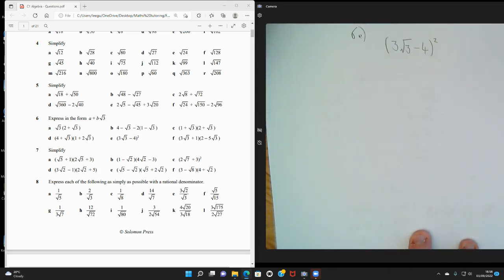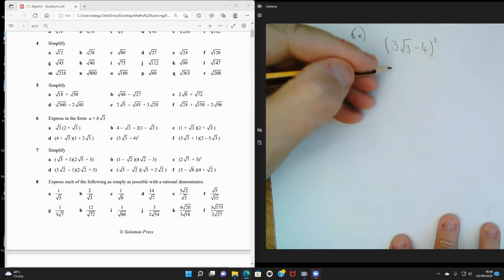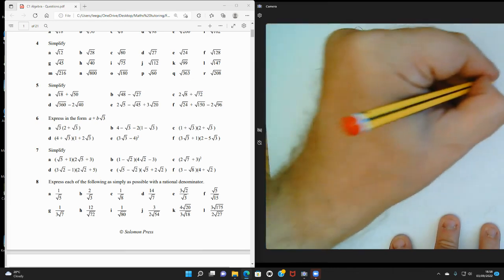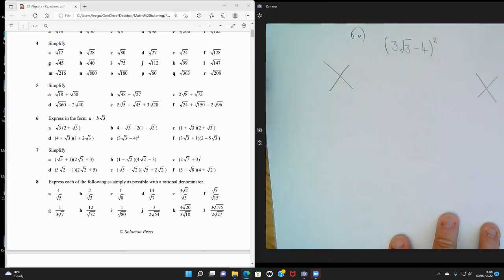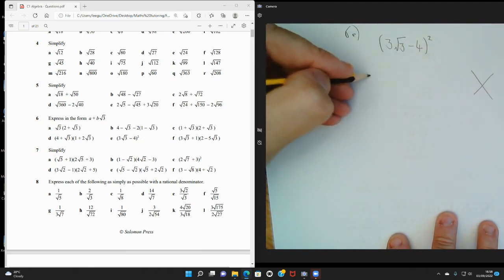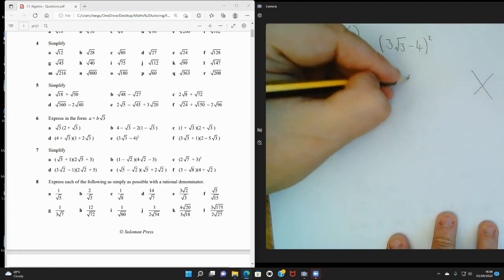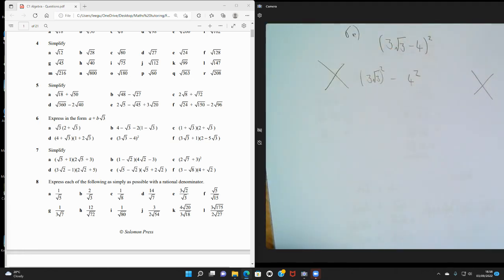Okay, so now there's a really common error here that sometimes students make that I've seen. Students would sometimes think of this. I'm going to put a big cross here and a big cross here to show you that this is not the right approach. 3 root 3 squared minus 4 squared. Now, we cannot do that. That is not what this bracket means, and that would be highly illegal. Okay, some illegal maths right there.